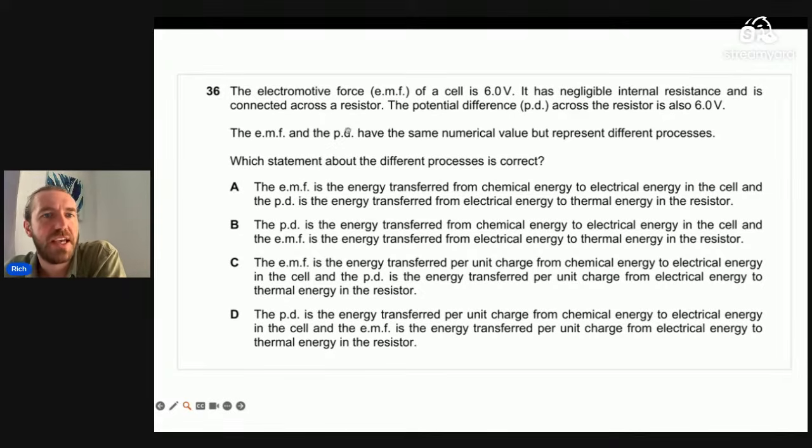A says the EMF is the energy transferred from chemical energy to electrical energy in the cell, and the PD is the energy transferred from electrical energy to thermal energy in the resistor. B says the PD is energy transferred from chemical to electrical in the cell, and the EMF is energy from electrical to thermal in the resistor. What's the difference between those two?